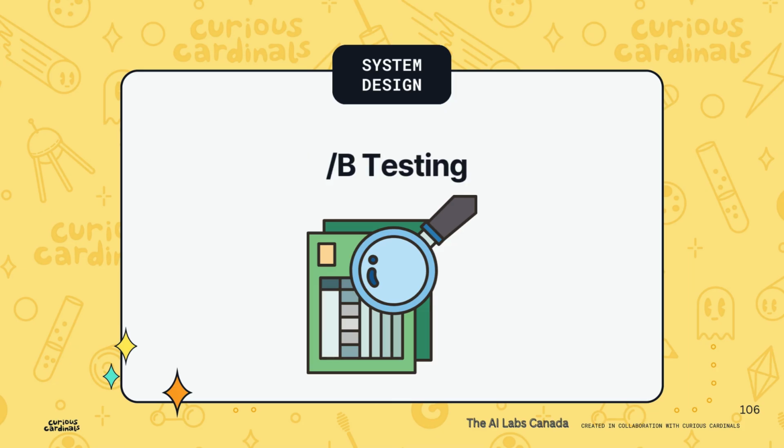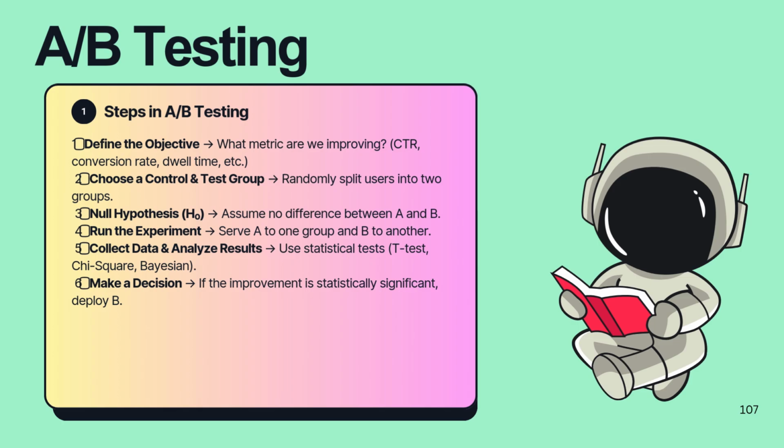Though it depends on the interviewer, you can talk about A/B testing. The steps involved are, you need to define what metrics you are trying to improve. So it could be CTR or dwell time. Then you need to split the users into these two groups. So it could be a random split or it could follow a convention. And then you need to make sure that there is a null hypothesis. So assume no difference between A and B. And then you run the experiment. So serve A to one group, serve B to another group. After you do that, you analyze the results. For that, you can run statistical tests like t-test, chi-square, Bayesian, and then you make a decision.